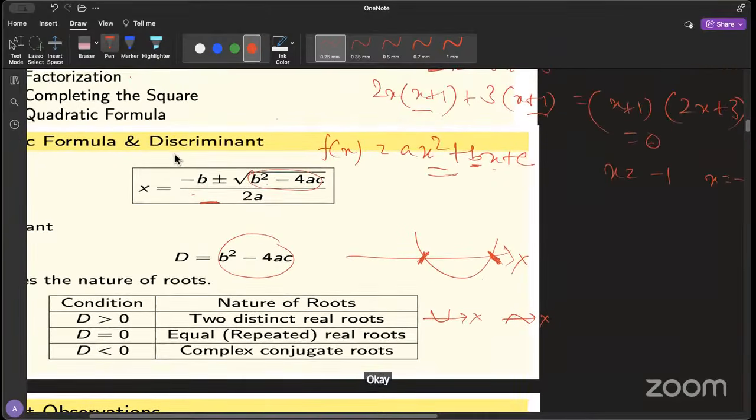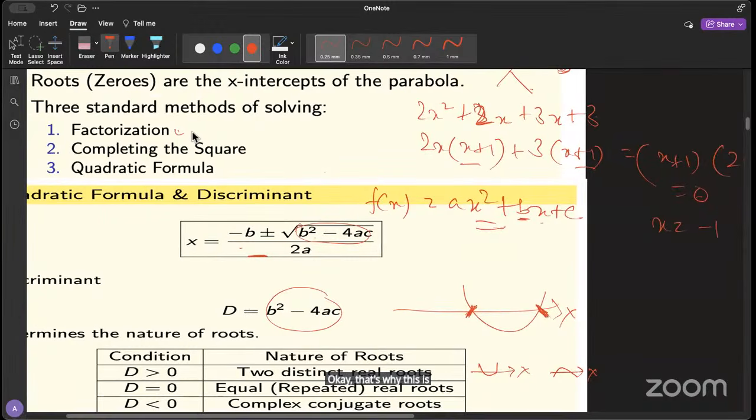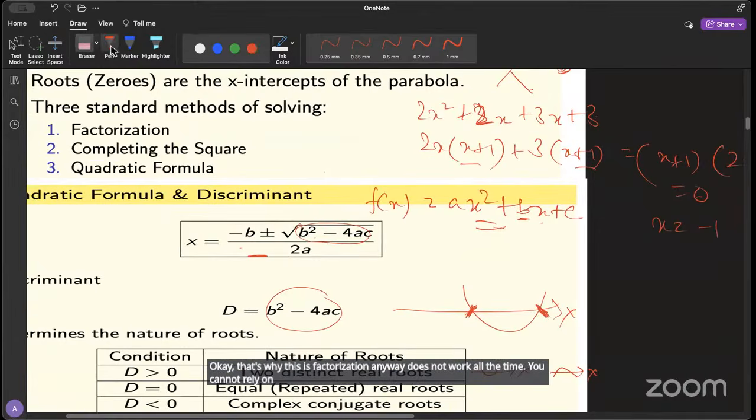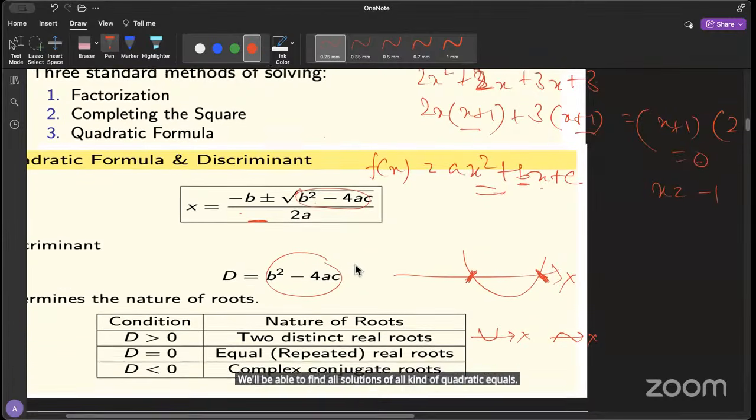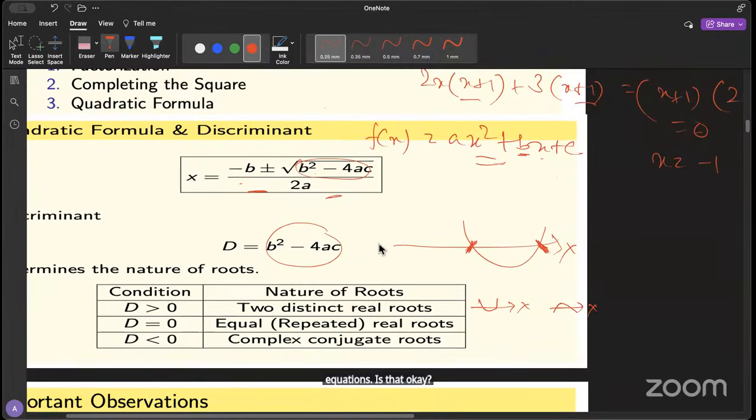Okay. That's why factorization anyway does not work all the time. You cannot rely on the factorization method. The only method you can rely on entirely is the quadratic formula. Just learn this and you will be able to get through all the questions, all the solutions at least. You will be able to find all solutions of all kinds of quadratic equations. Is that okay? This formula is enough.